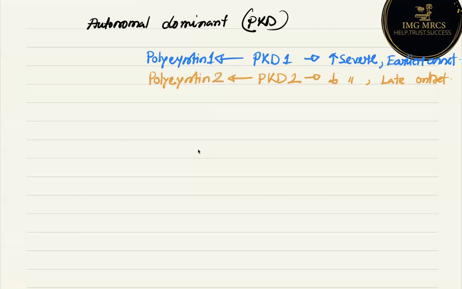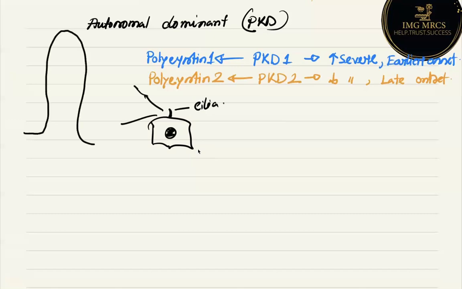Okay, now think very carefully. We have a nephron, and just like every cell, there is a cilia. If I zoom in on this cilia, suppose this is the cilia, over the cilia there are some receptors. This is our polycystin 1 and this is our polycystin 2 receptor. Clear? Yes, sir. Okay, all right.